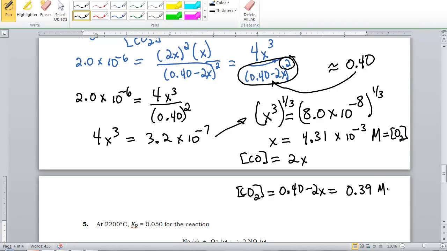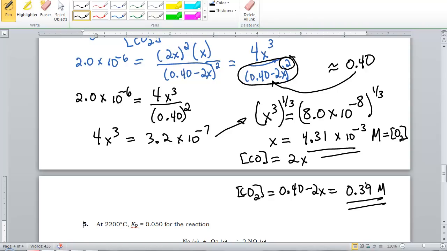Did it change much? No, and that's what we expected, right? Because of the small magnitude of K, that tells us at equilibrium, almost all reactant. Look at our product amount. Product amount is small. That's the amount of O2, 0.00431, compared to our amount of reactant, which is much larger. Mostly reactant at equilibrium. We assumed that because our K was so small that our reactant amount wasn't going to change very much. And indeed, that's the case.